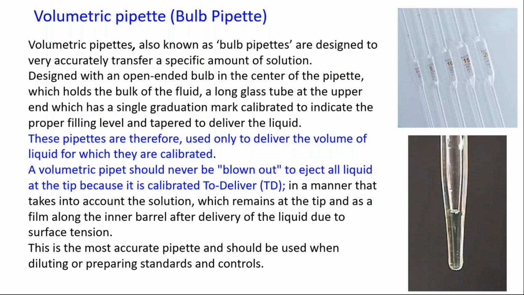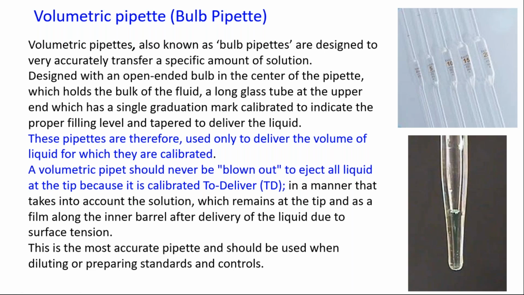So now that you have volumetric pipettes, there are different types of pipettes. One is the volumetric pipette, the other is the serological pipette, and the third is the Mohr pipette. Three types of pipettes are available. The volumetric pipette is also known as a bulb pipette, which has this characteristic bulge in the center. There are no graduations in the pipette except the mark to tell you the volume of the pipette.